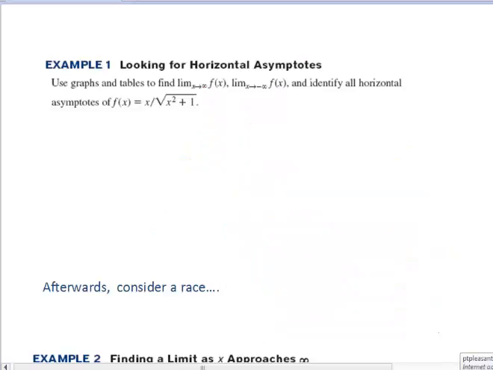The next thing we did was we looked at example 1 from the textbook, and I stressed to the students that it asks us to use graphs and tables to analyze this function. A lot of times when you look in the book, you may not know whether to use graphs or tables or do it analytically, meaning using just the skills you have with pen and paper and no calculator or technology. But in this case, they want us to look at graphs and tables to find the limit.